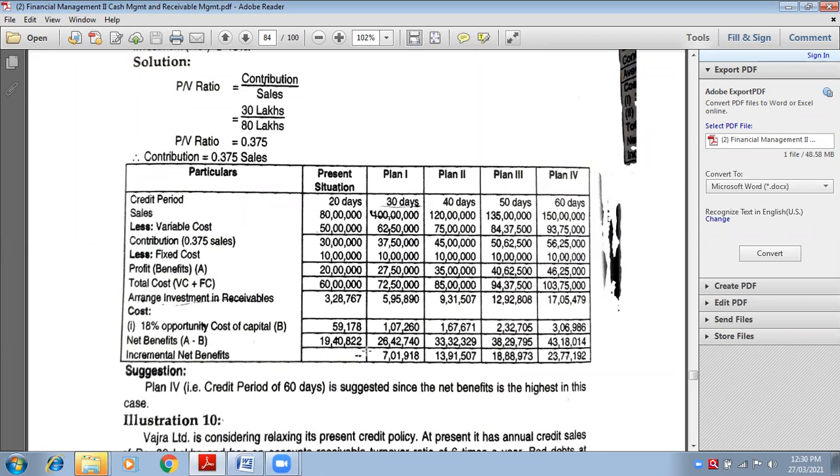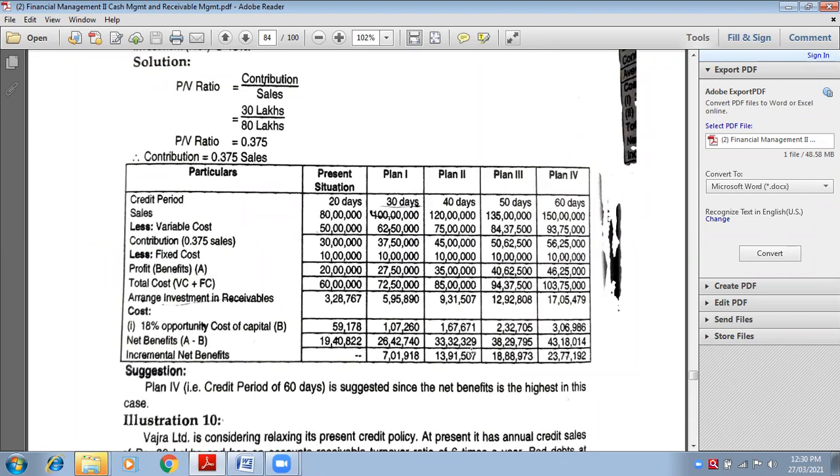And what about plan 4? It is 23,77,192. Very good. So now where you see the more net profit is given, check the net profit first and check the incremental net profit also. Both should be high in that plan. That plan will be better. Plan 4. Very good.